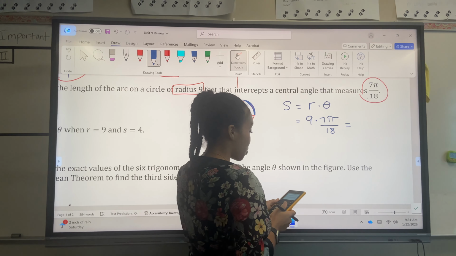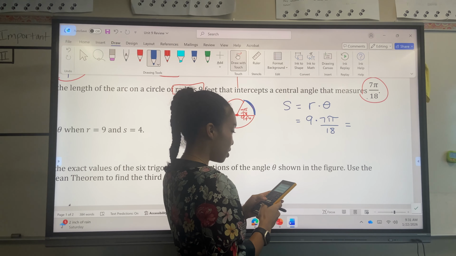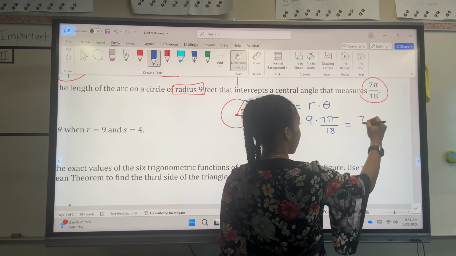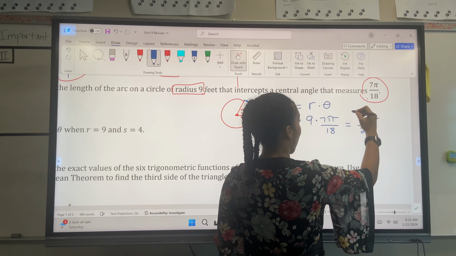This simplifies to 9 times 7 is 63 over 18. This simplifies to 7 over 2 with the pi.